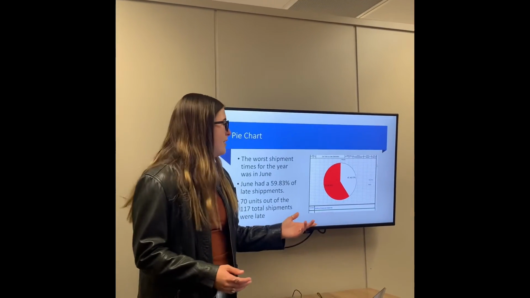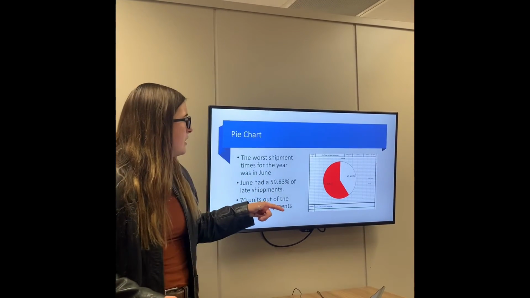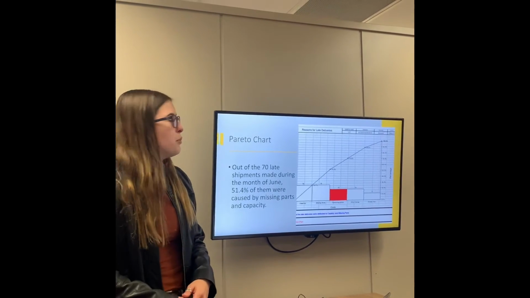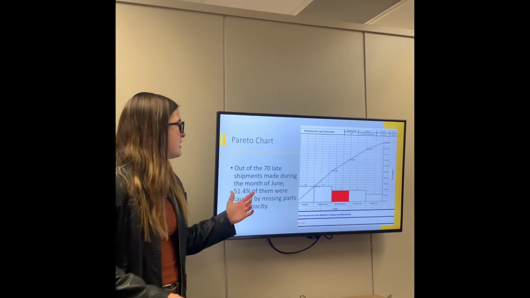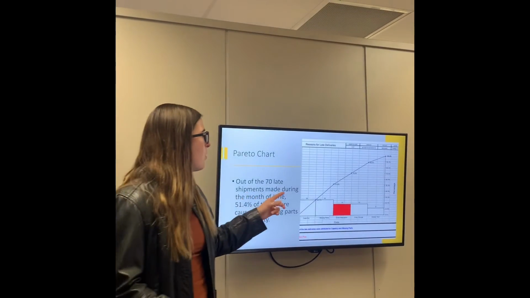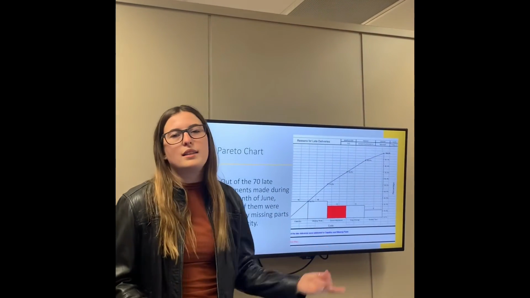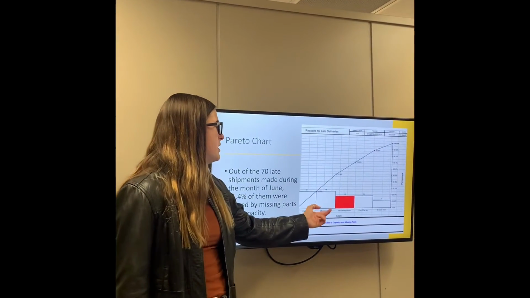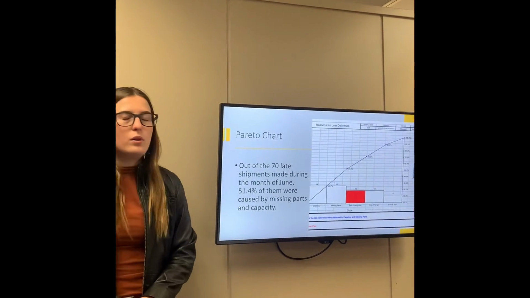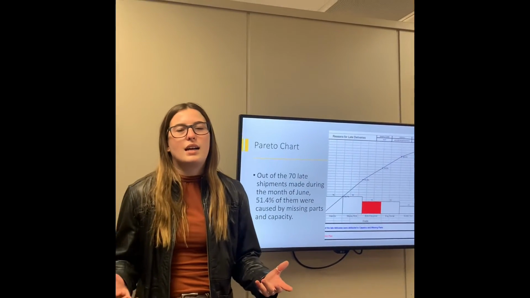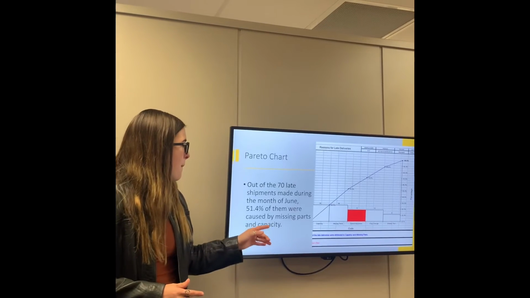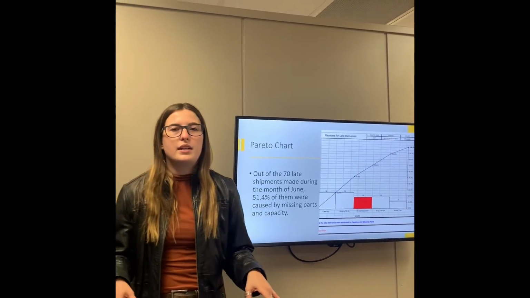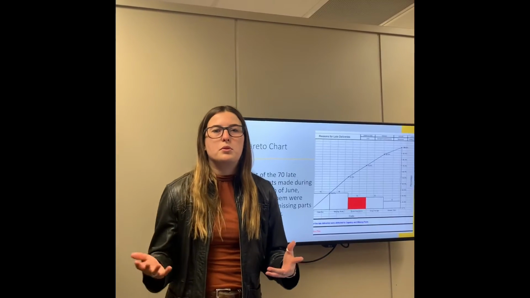Which is not good. And then from this point, you can look at the plan of action, which is to look at the Pareto chart. The Pareto chart basically shows all of the reasons why the shipments were late. By looking at this chart, we can see that capacity and missing parts made up 51.4% of the late shipments that month. So because of that, we can look into missing parts and capacity to really dive in and see how we can fix those to improve the shipment times.